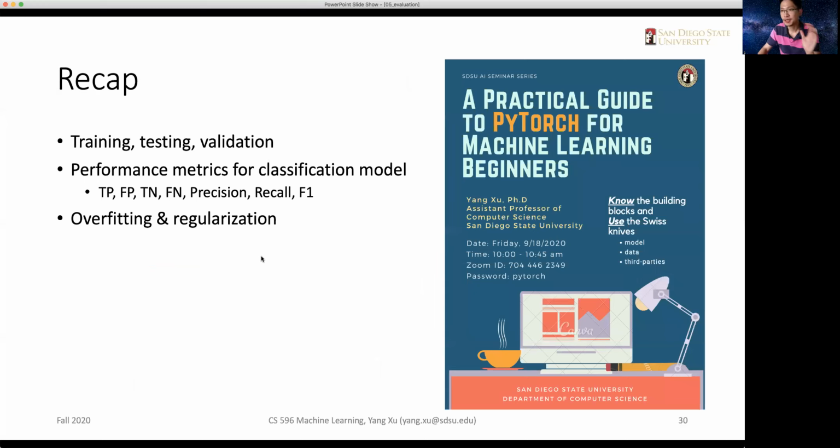So that's it for the content today. We basically talked about training, testing, validation splits. We have come up with the performance measures for classification models, and we've talked about overfitting and especially the L2 regularization term.